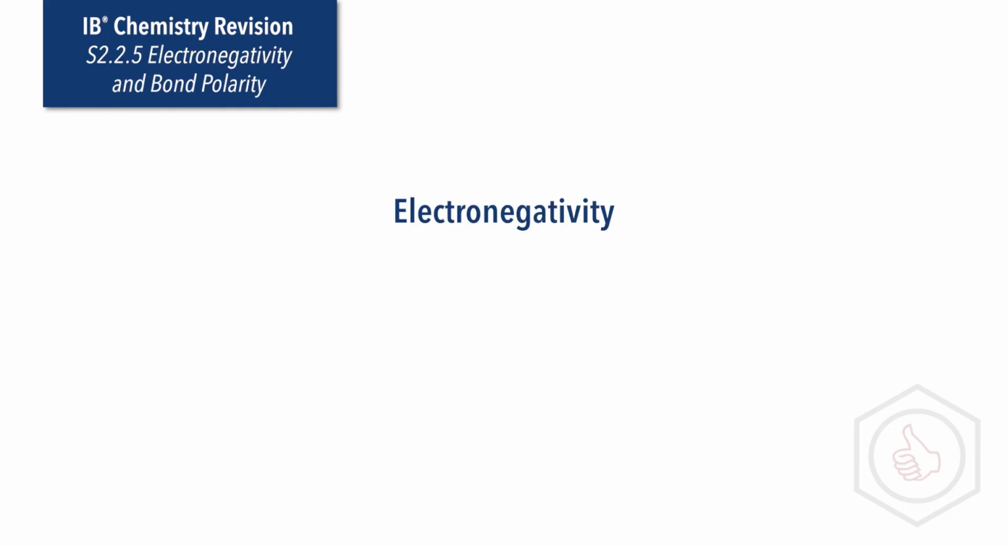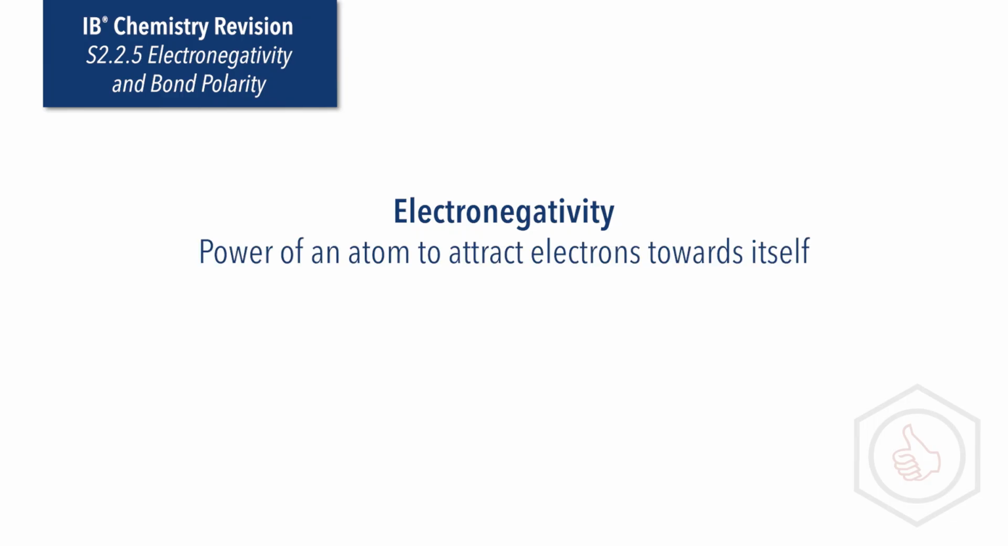Hello, so this is a revision video for IB Chemistry S2.2.5, Electronegativity and Bond Polarity. Electronegativity is the power of an atom to attract electrons to itself. It's a relative value and doesn't have any units.